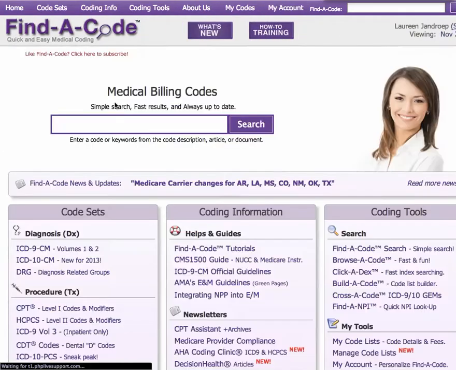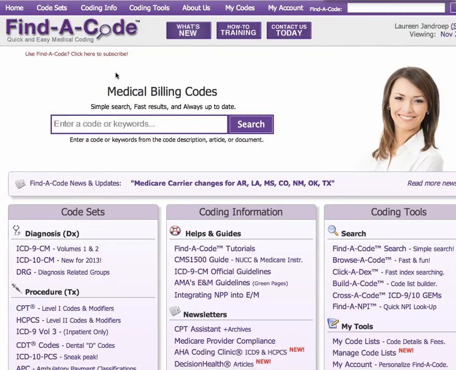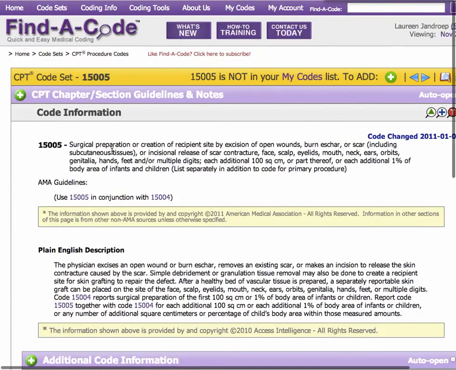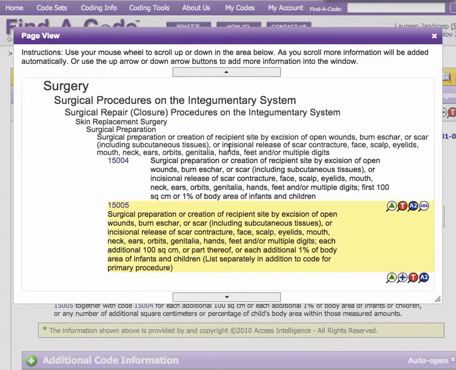And you can find out about this by going to codingcertification.org/findacode. Let me pop that in. And I do have CPT checked. Okay. So this is surgical prep or creation of recipient site by excision of open wounds. All right, and this is the add-on code, each additional 100 square centimeters. I can use this little icon here to look at it like in a book view.